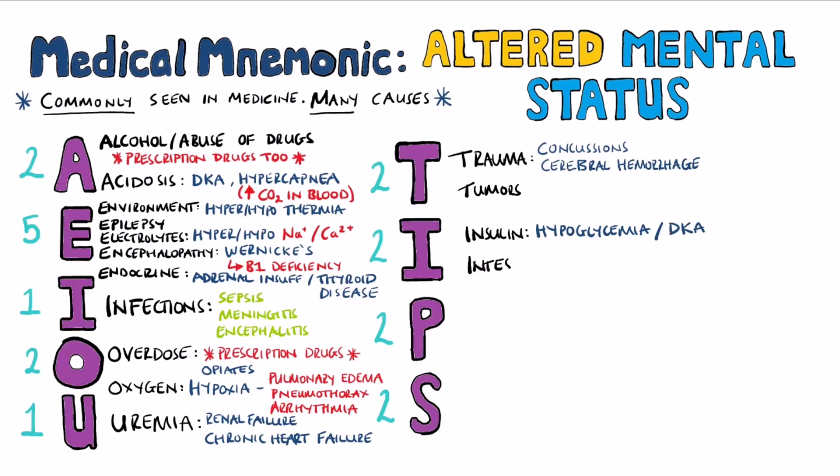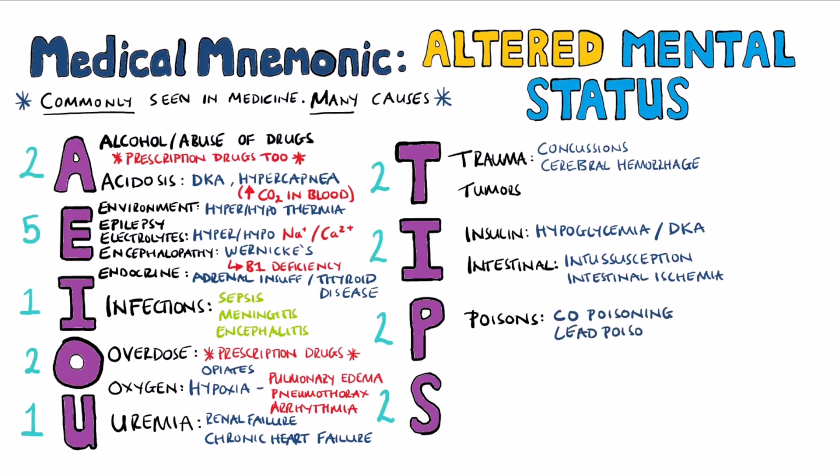We also have intestinal causes under I, including intussusception and intestinal ischemia. Now we're on to P for poisons like carbon monoxide poisoning or lead poisoning. P is also for psychosis. Finally, we have S to remind us of strokes, but also to remind us of shock.